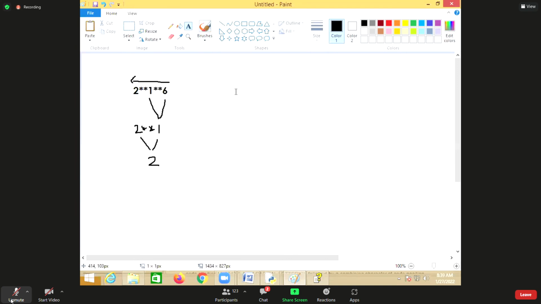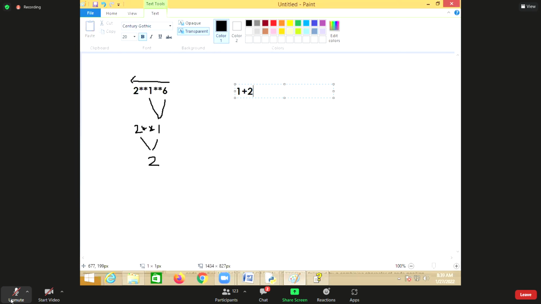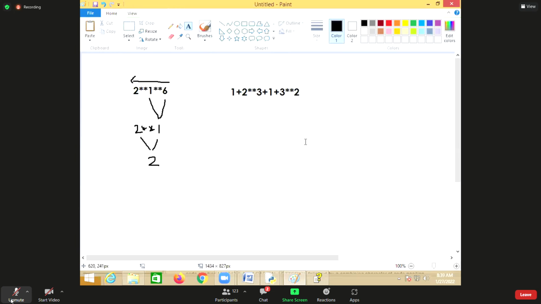For example, 1 + 2 ** 3 + 1 + 3 ** 2. If you take this particular expression, how many operators are there? 1, 2, 3, 4, 5. But how many plus operators are there? 3. How many exponent operators? 2. Then how is evaluation done? Is it from left to right or right to left? Right to left. So first it will evaluate which one?